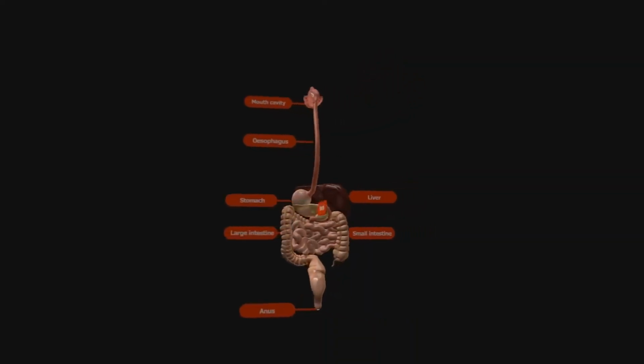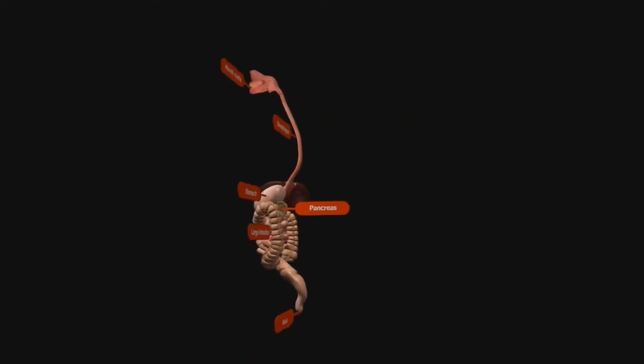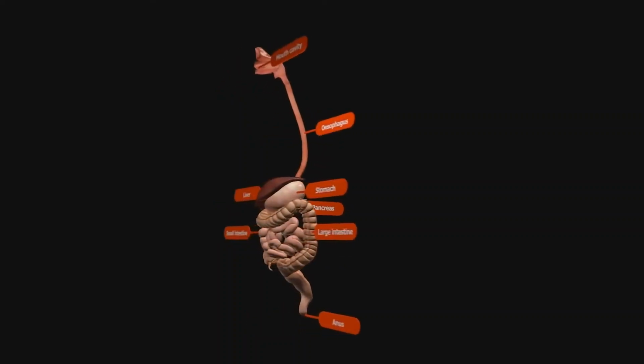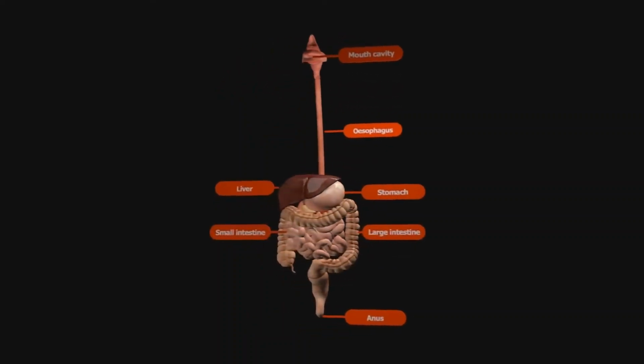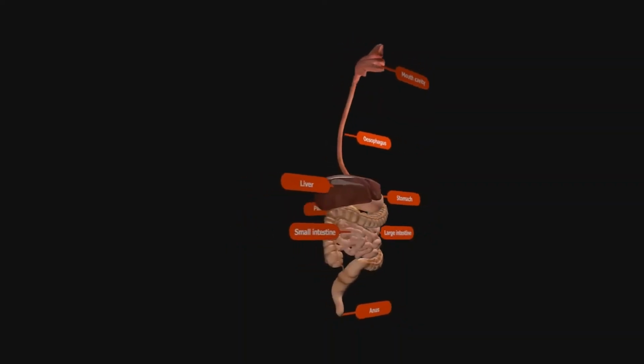The mouth contains teeth, which mechanically break down food, and the tongue, which helps to mix food with saliva. The esophagus is a tube-like structure that connects the mouth to the stomach.